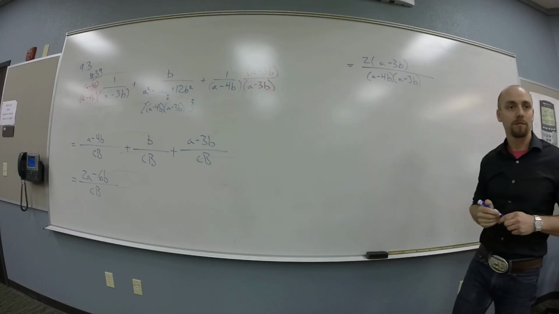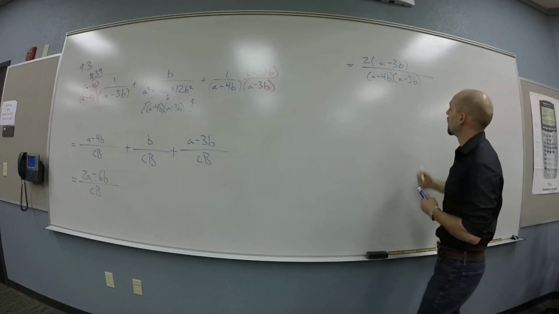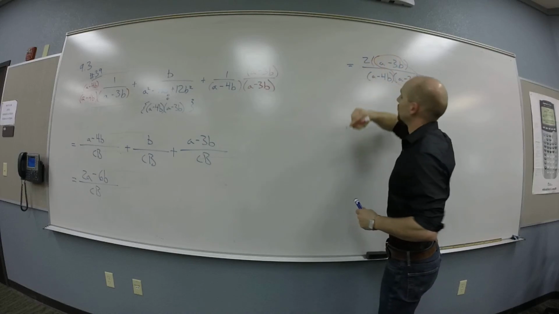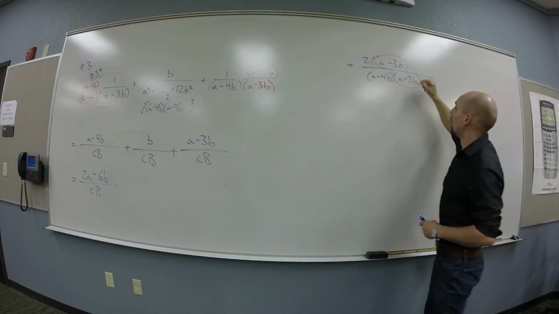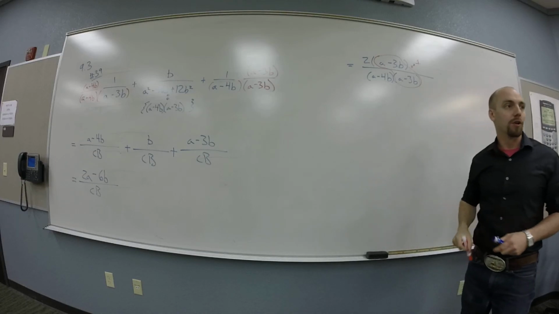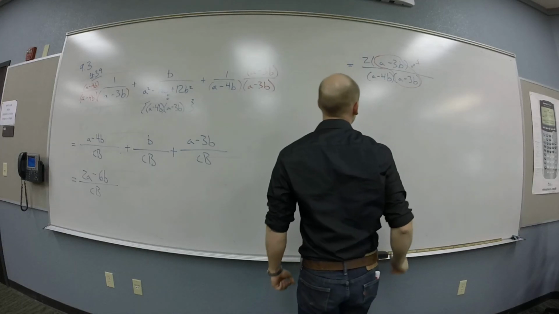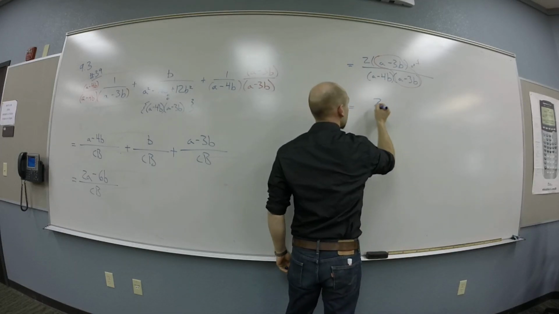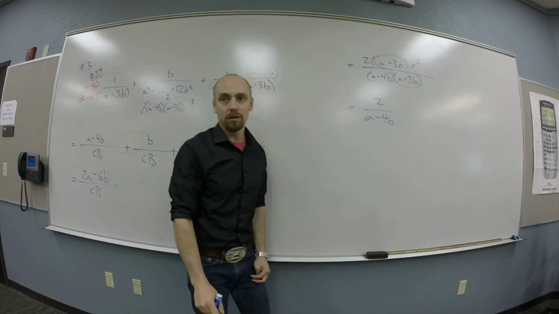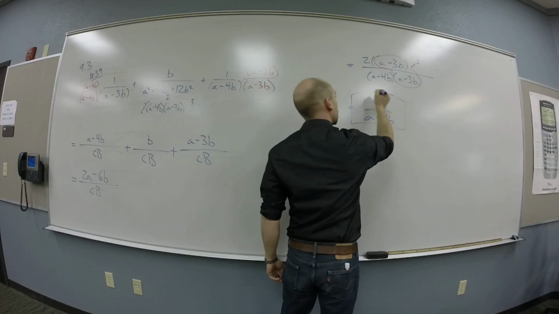So now what? 2 over a minus... Oh, okay. The a minus 3b, right? This stuff, that's a 1, right? So I don't really need that bit. So what am I left with? 2 over a minus 4b. Can you do any better than that? No? Cool. Very nice.